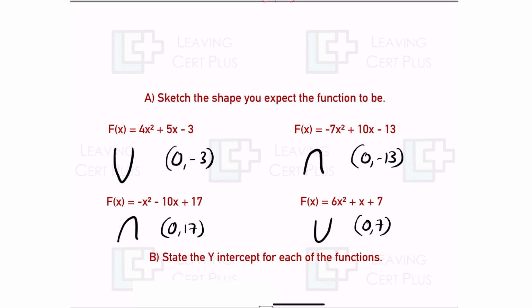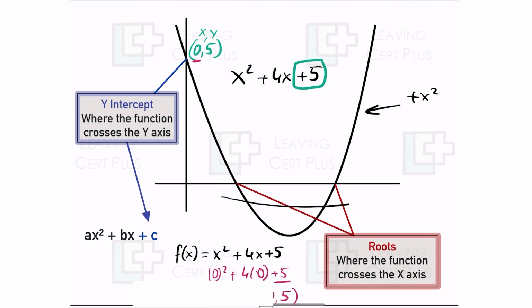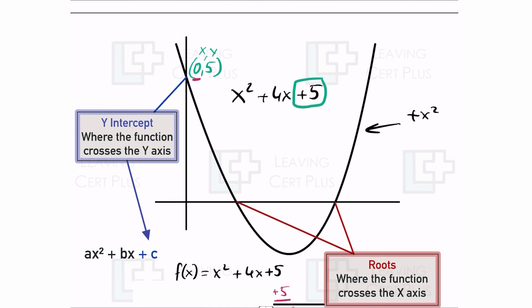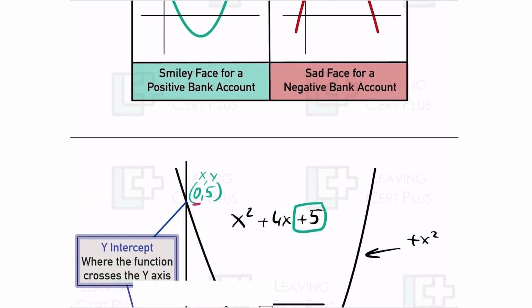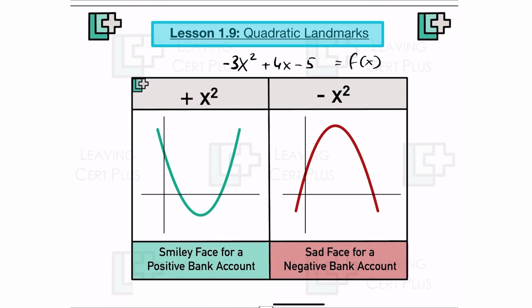So key take-homes from this lesson: where it crosses the x-axis, that's known as your root. Where it crosses the y-axis is your y-intercept, and you can find that by just the number at the end of the function. And then the shape, it's going to be positive with a smiley face if it's positive x squared, and it's going to be negative with a sad face, negative bank account, if it is negative x squared.